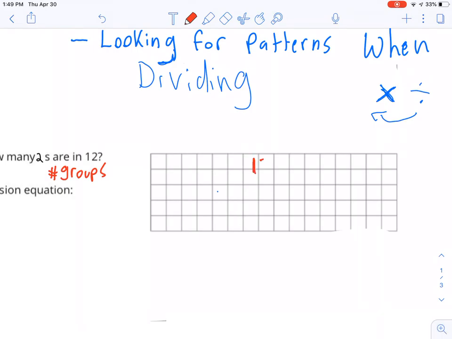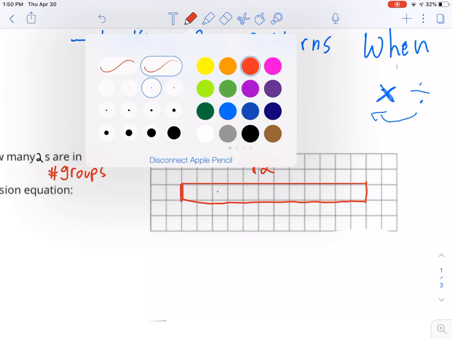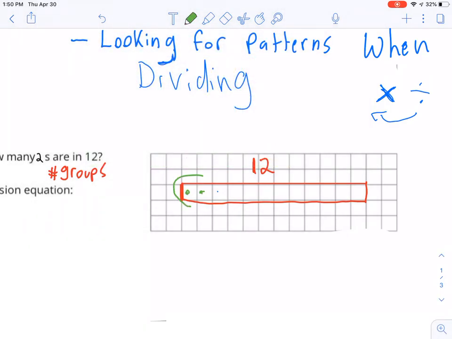Well, we always want to start off by creating a drawing or a diagram of the number of groups that we have. So let's go ahead and make our 12. 1, 2, 3, 4, 5, 6, 7, 8, 9, 10, 11, 12. Okay, and let's try to figure out how many groups of 2 fit in there. How might we do that? Just by counting the number of groups. 1 group of 2, 2 groups of 2, 3 groups of 2, 4 groups of 2, 5 groups of 2, 6 groups of 2, okay?